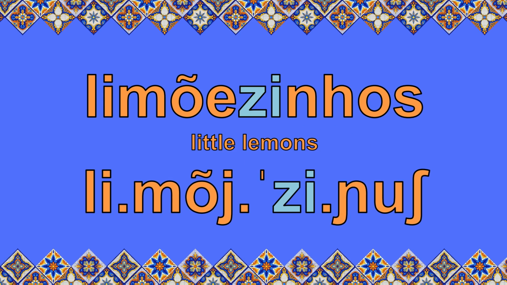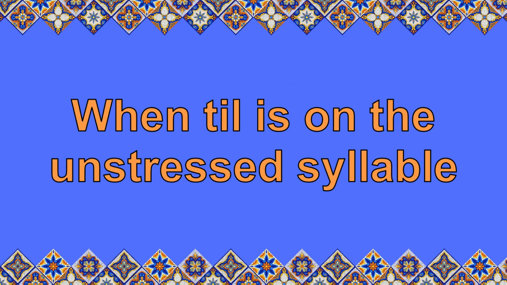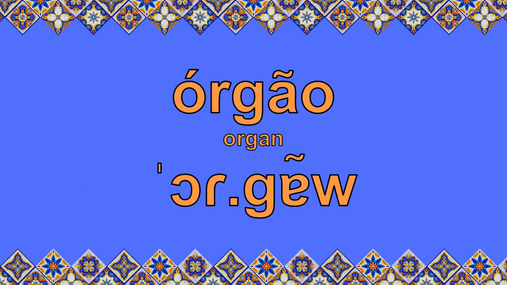You're doing great. Now let's look at when the tilde falls on the unstressed syllable, even when it's at the end of a word. Órgão, órgão. So here the stress is on the O because the acute accent always indicates where the stressed syllable is. The tilde is only indicating that the ão is nasal.